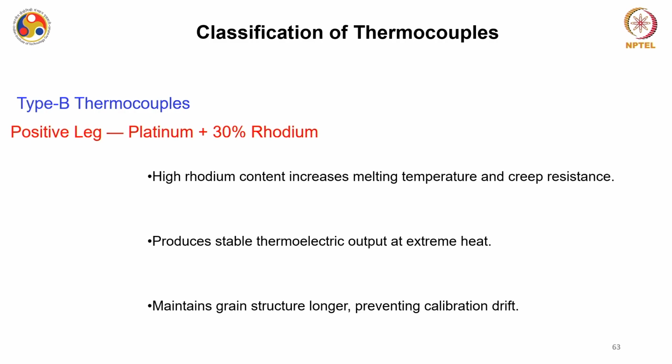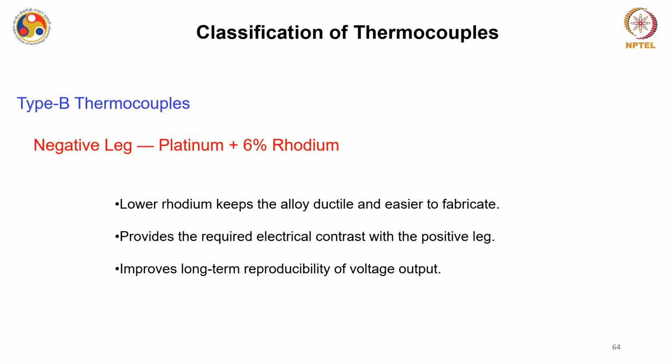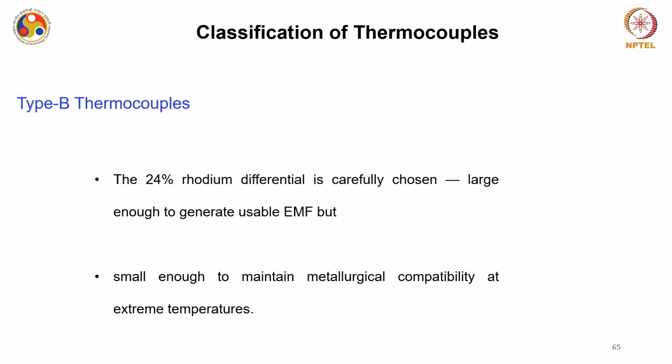The high rhodium content in the positive leg increases the melting temperature and the creep resistance of the leg. Okay. And it produces stable thermoelectric output even at extremely high temperature, and it maintains the grain structure longer, preventing any calibration drift, while the 6% introduction of rhodium in the negative leg keeps the alloy ductile and easier to fabricate. It also provides the required electrical contrast with the positive leg where you have 30% of rhodium, and it improves the long-term reproducibility of the voltage output.